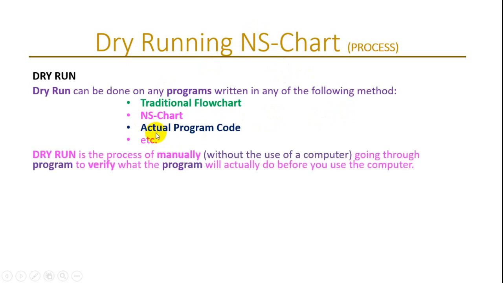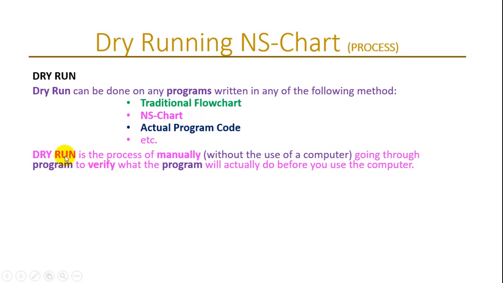Okay, so dry run is the process of manually, this I think I already explained in a previous session. Dry run is the process of manually, that is without using the computer, going through your program. Whenever I talk about program, remember I'm talking about NSChat in this case, but it could have been a traditional flowchart or actual program code. Here the word program refers to NSChat, because we are going to do this in NSChat. So our program means what we have written in NSChat.